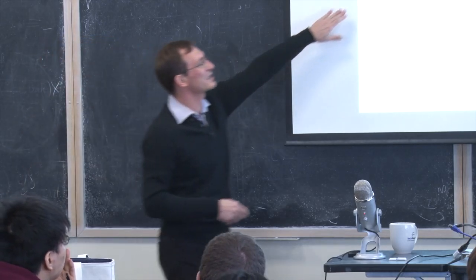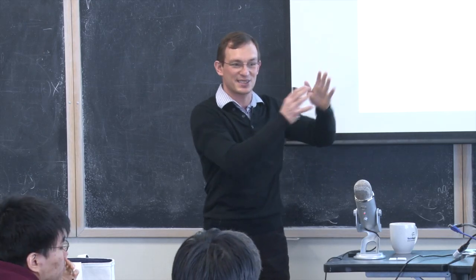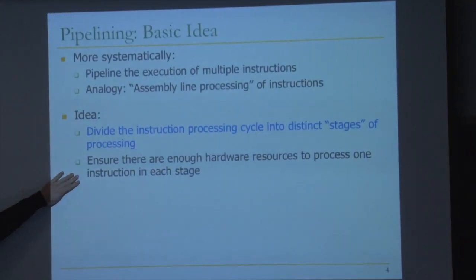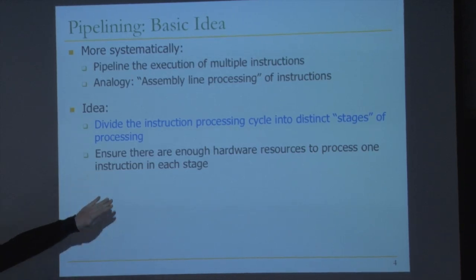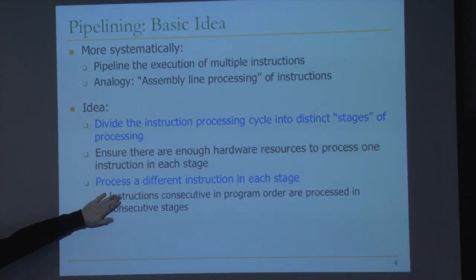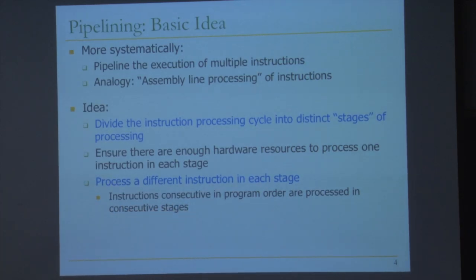So the idea is divide the instruction processing cycle into distinct stages of processing. They don't necessarily have to be the 6 stages that we discussed. It could be 25 stages. And ensure that there are enough hardware resources to process one instruction in each stage, and process a different instruction in each stage. Make sense? Basically, if you are following the von Neumann model, which we have been following and we will follow for a while, instructions consecutive in program order are processed in consecutive cycles in the same stage, right? Hopefully, barring some dependencies that we will discuss soon.